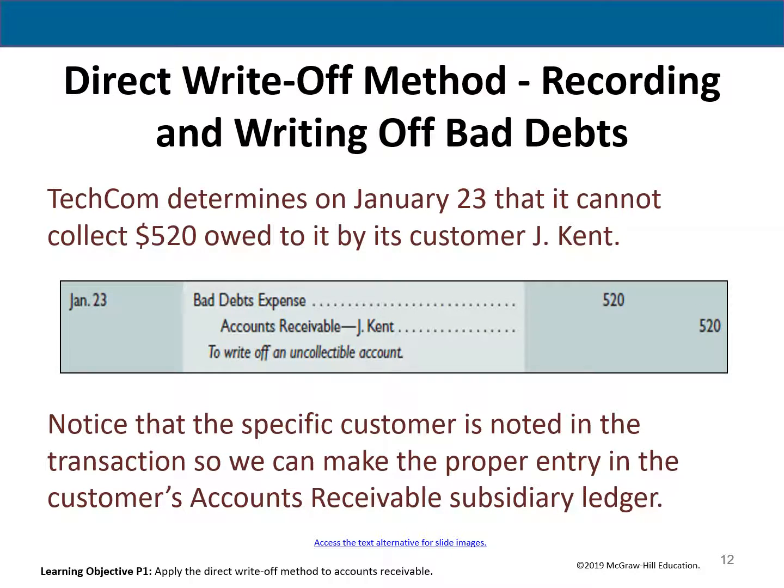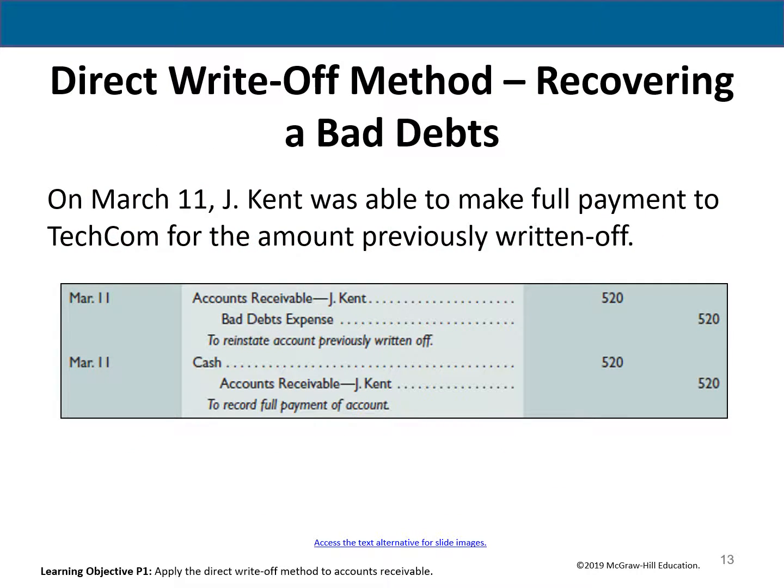Note that the specific customer is noted in the transaction, so we could also take the amount out of the subsidiary ledger for that customer. What happens if Kent says, oh, I'm sorry, I forgot I owed you this money. Here's all your money back, a couple months later. We don't go, oh no, you don't want to pay us. We already wrote your account off. No, we want our money.